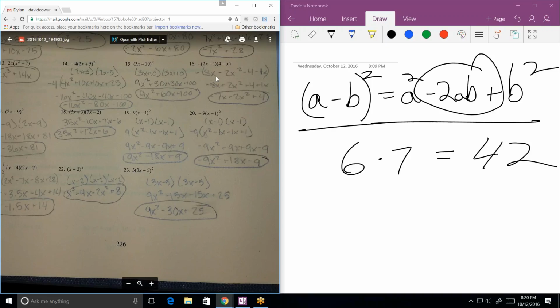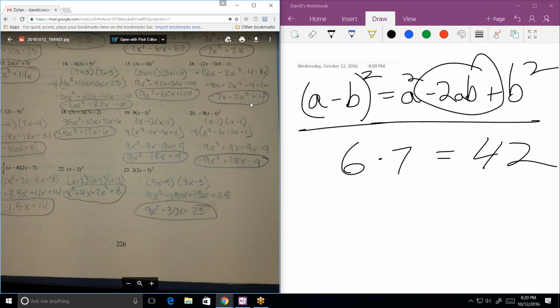Now 16, let's see how you did this. 8x minus 2x squared minus 4 plus x, okay. And then the trick is to simplify that before you distribute the negative sign, but there's no real harm in the way you're doing it. It looks like you did it right, and then you simplify it.